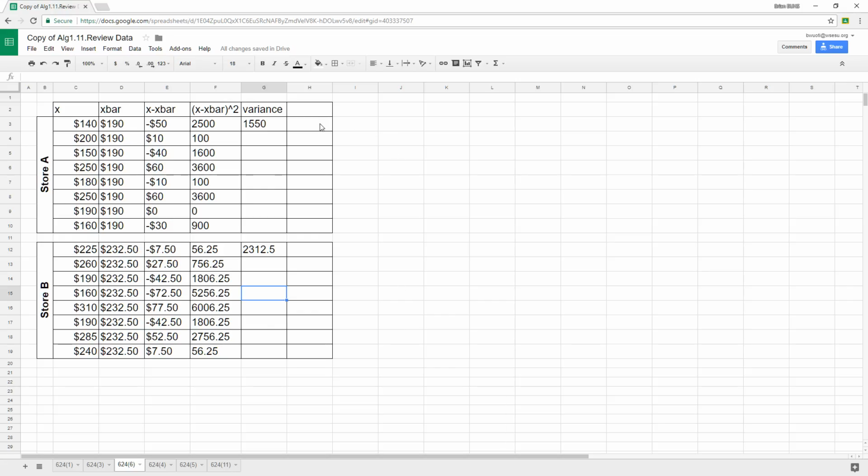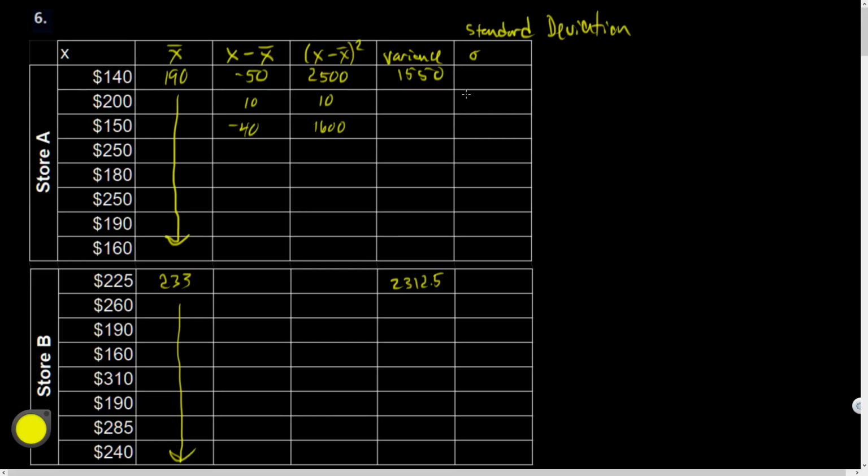Let's figure this out. I'll just call this sigma. So equals SQRT, the square root function for spreadsheets. Select that, enter. I get 39.37. Now, can someone tell me what that means? You can use a calculator as well. What does that mean? Not to be confused with mean, the average.